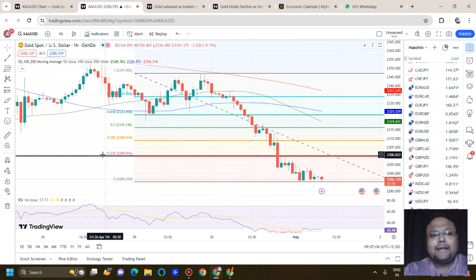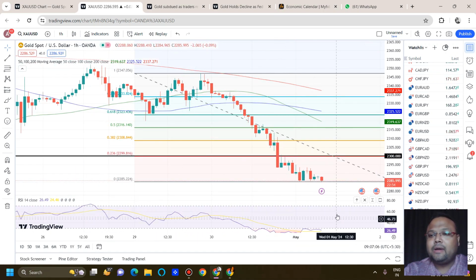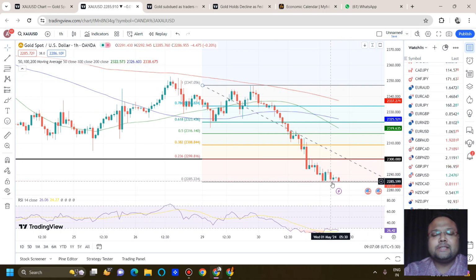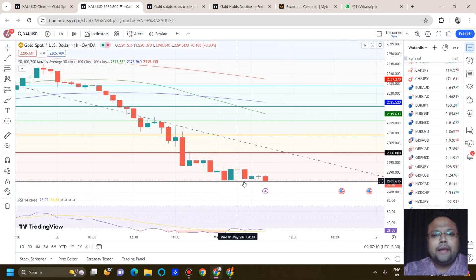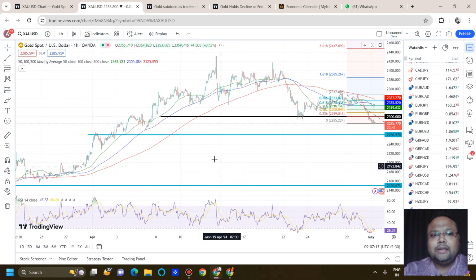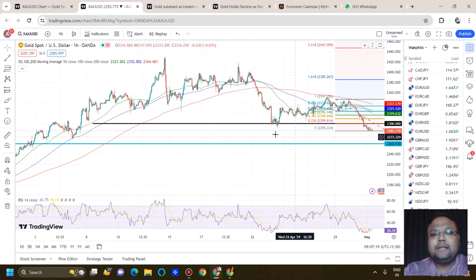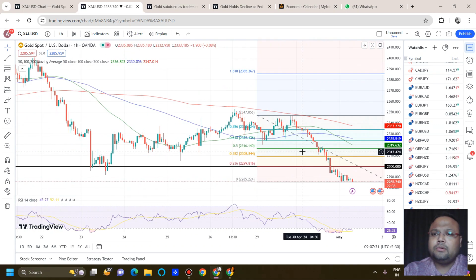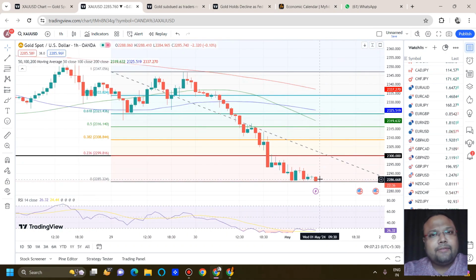You can see the black line here is the 2300 level, and right now the market is trading around 2285, which is the current market price. If you observe the last 4 or 5 candles, we can see the market is trying to take support. But if we zoom out the chart, you can clearly see that we do not have any significant support here. So if the market breaks this level, further downside is possible.